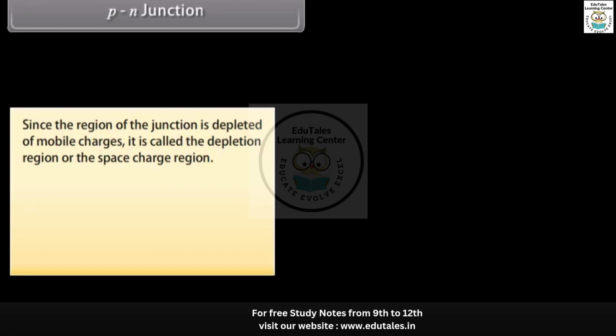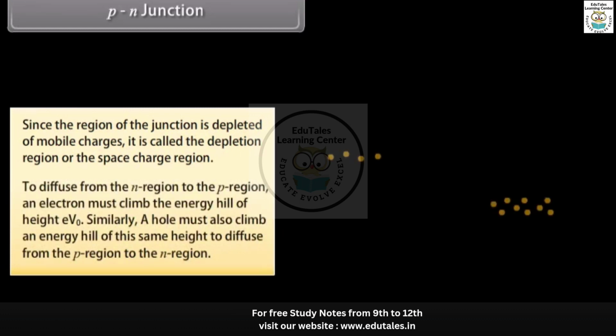To diffuse from the N region to the P region, an electron must climb the energy hill of height eV0. A hole must also climb an energy hill of the same height to diffuse from the P region to the N region.